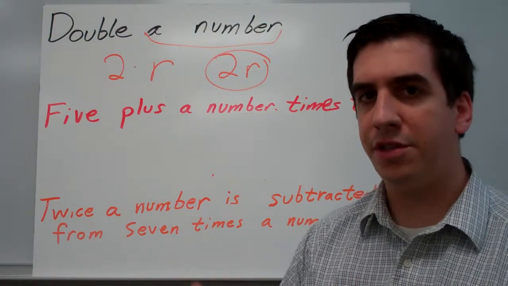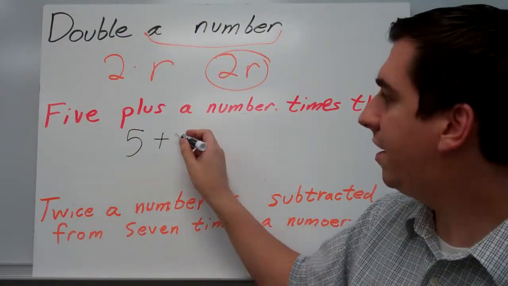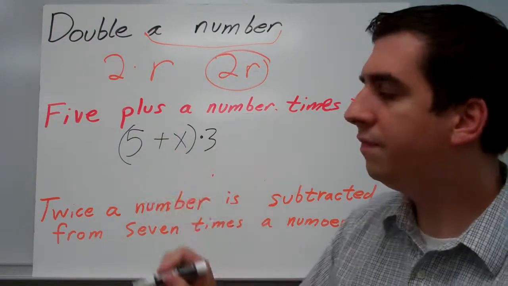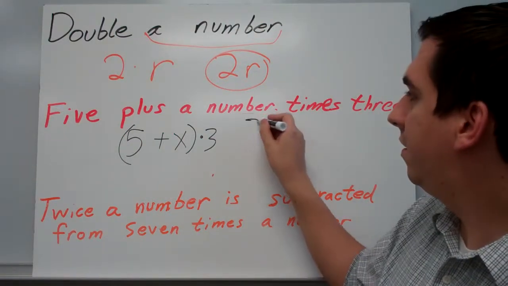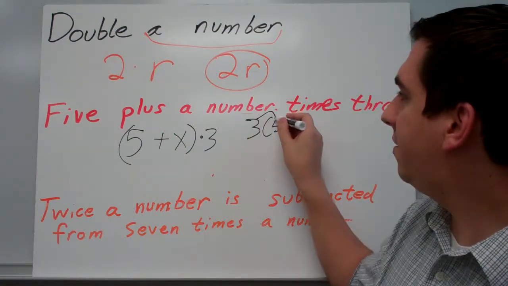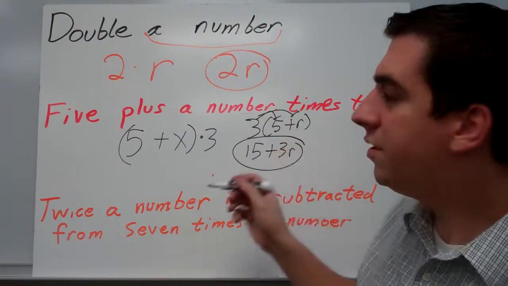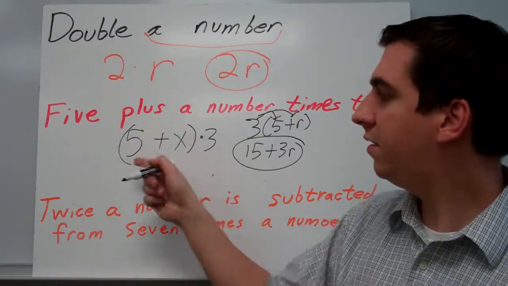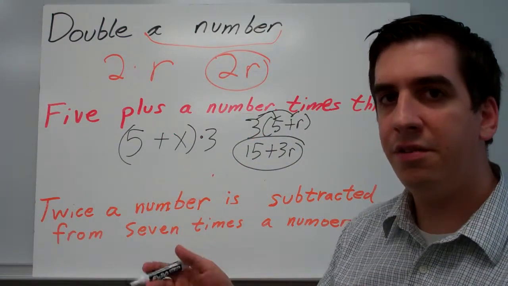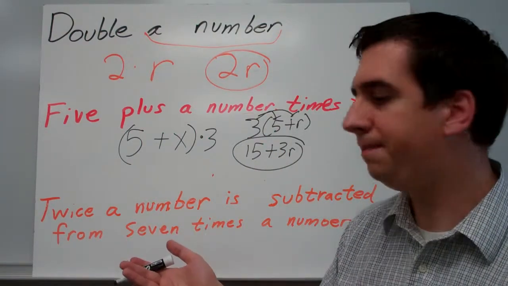Also, 5 plus a number times 3. Well, 5 plus a number, let's put that in parentheses to show that that's a quantity by itself. So 5 plus a number, we'll use x, times 3. Let's rearrange that so it looks nicer. And then we'll distribute to simplify this. So if you did this problem and you wrote 5 plus x in parentheses and then times 3, or you wrote 3 times the quantity 5 plus r, you're not wrong. We just need to make sure that we simplify it to 15 plus 3r by using the distributive property there.